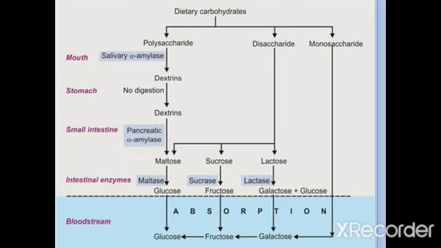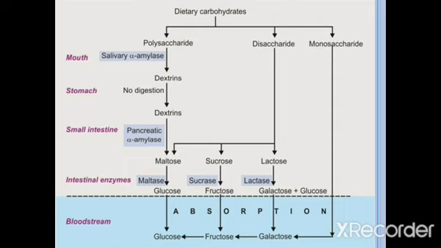Carbohydrate digestion is temporarily stopped in the stomach due to the high acidity. Only some amount of sucrose is converted into glucose and fructose by the action of HCl. The further digestion of carbohydrate occurs in the small intestine by the enzyme pancreatic alpha amylase. Pancreatic alpha amylase converts dextrins into maltose.